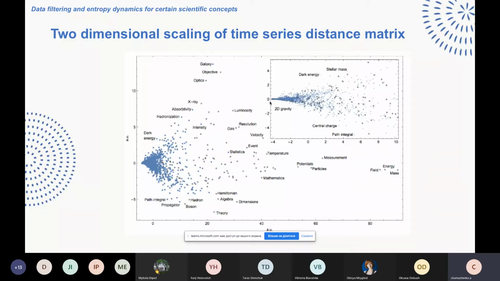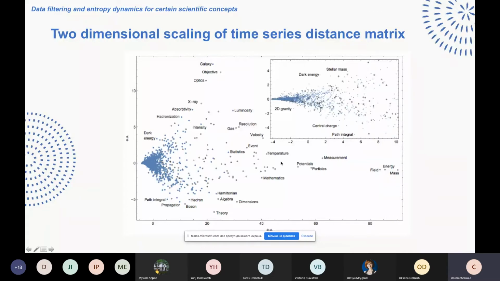So what we did, we calculated the time series distance matrix using warping distance between time series, and used multidimensional scaling to map them onto 2D. And we can see that, for example, concepts such as energy, mass, field, measurement, particles, and potentials can be considered, for this particular literature that we are studying, true basic concepts. You can find them nearly in any paper.